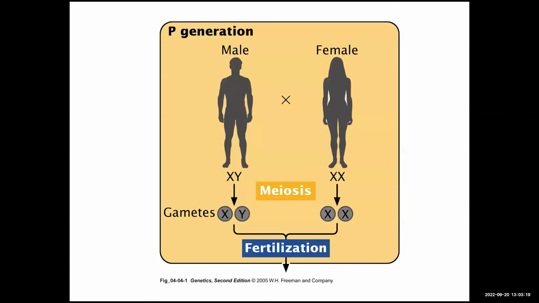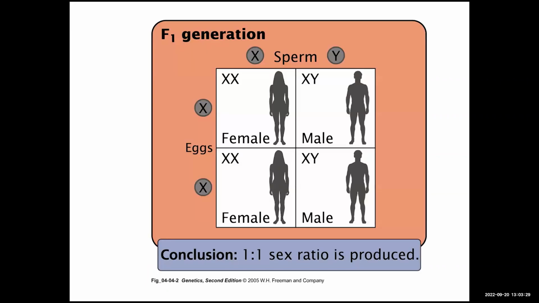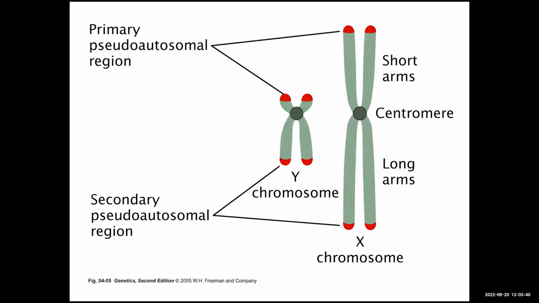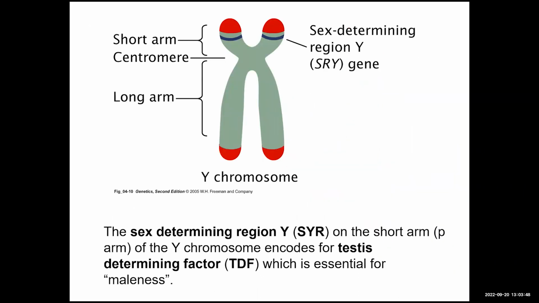And under normal circumstances, females are XX and will give X's to either of their offspring, while males are the heterogametic sex and can give X or Y. This means that the ratio of offspring stays 1 to 1 because the presence of the Y is sufficient. The reason the Y is sufficient is because it contains a special gene called the SRY locus. The SRY locus is located on the short arm of the Y chromosome, and it encodes testes determining factor, which is essential for maleness.